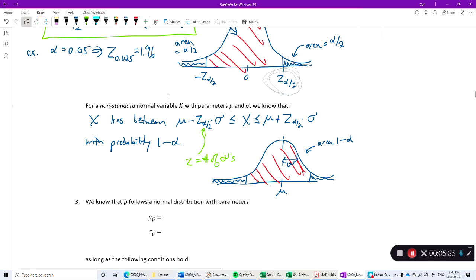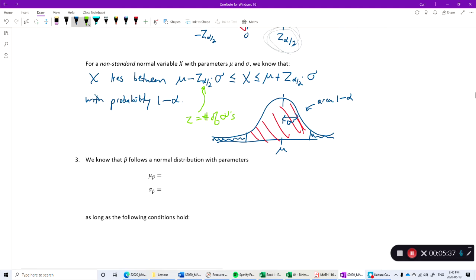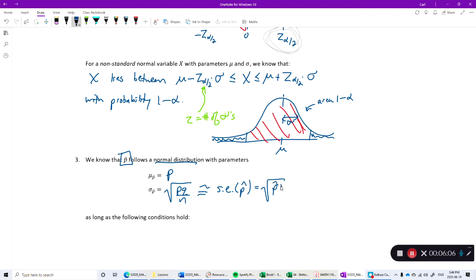Okay, so that's true in general for any non-standard normal variable. And in particular, we know that p hat follows a normal distribution with certain parameters that I won't belabor here. I'll just say that the mean value of p hat is p. The sigma for p hat is the square root of pq over n, which is approximately equal to the standard error, which is defined to be the same expression with the hat values instead of the population values.